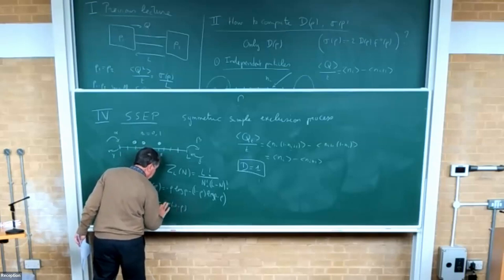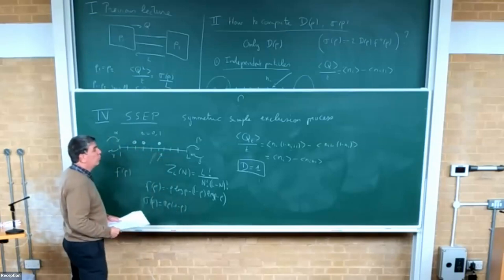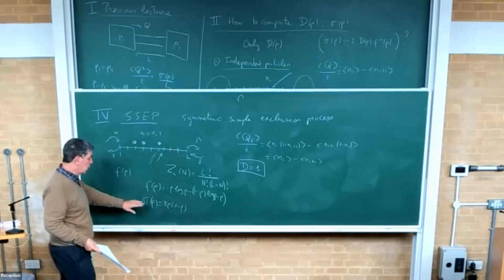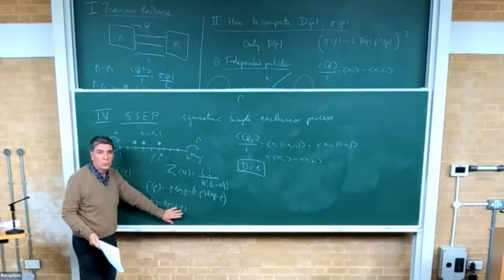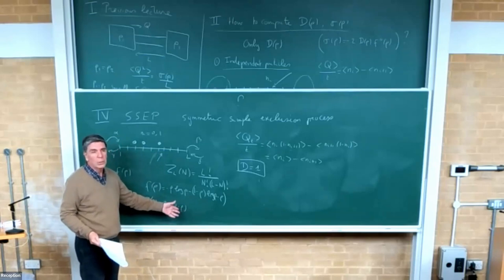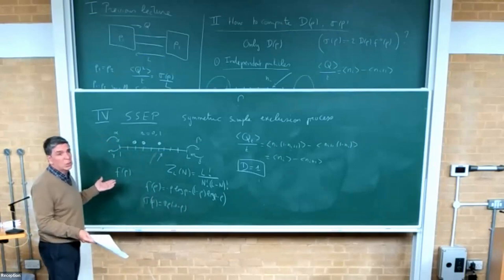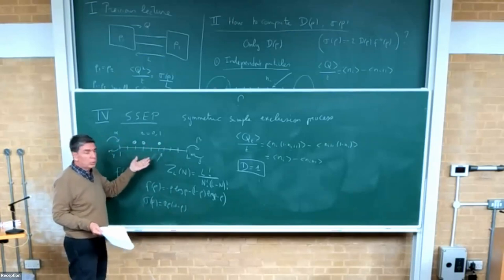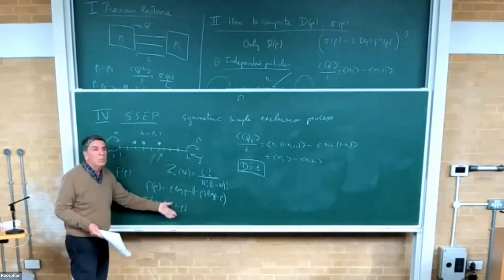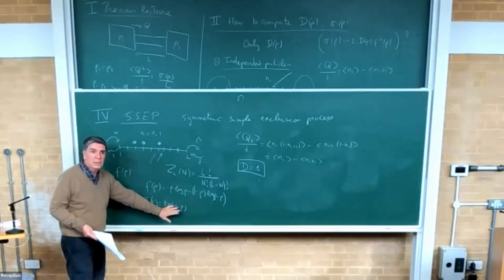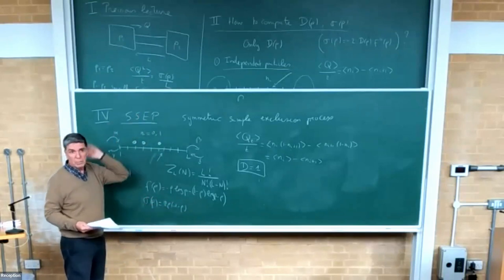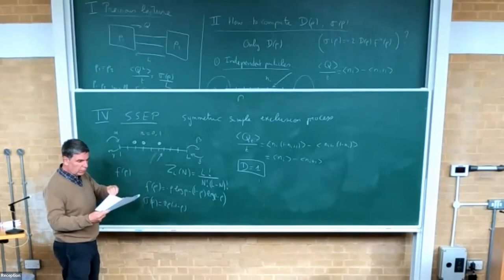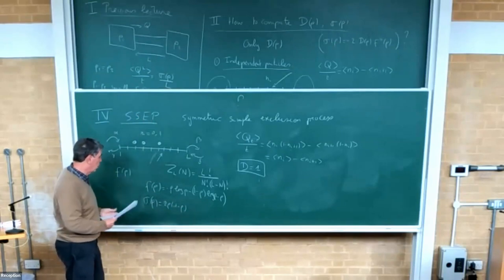So the system is not very different from independent particles. For independent particles, it was 2 rho, now it's 2 rho (1 minus rho). And if the density is very small, you feel that the particles will not interact much. So if you go to the situation where the densities are very small, in fact, the independent particle is the right thing to do. Okay, so now we have this quantity.